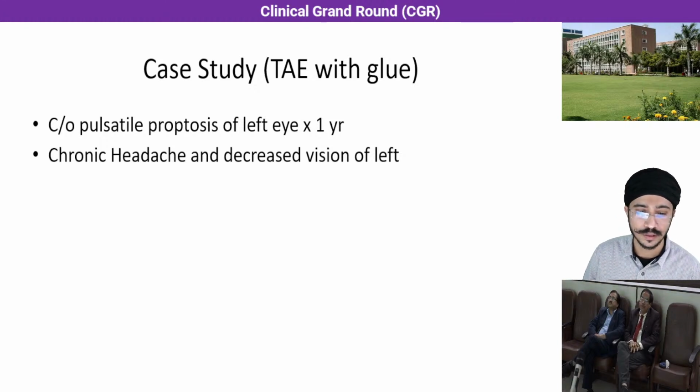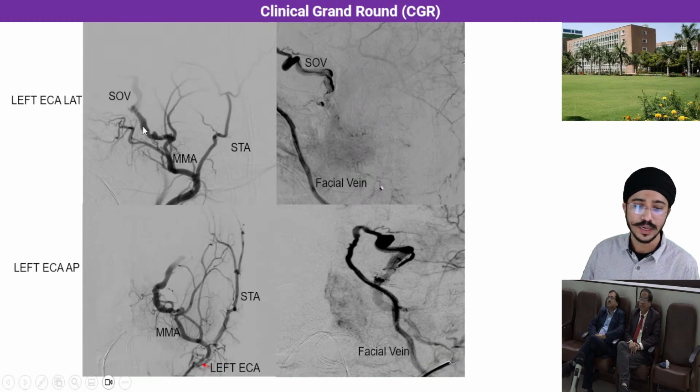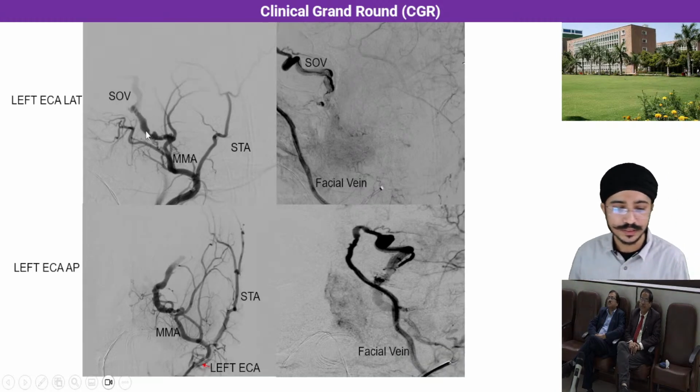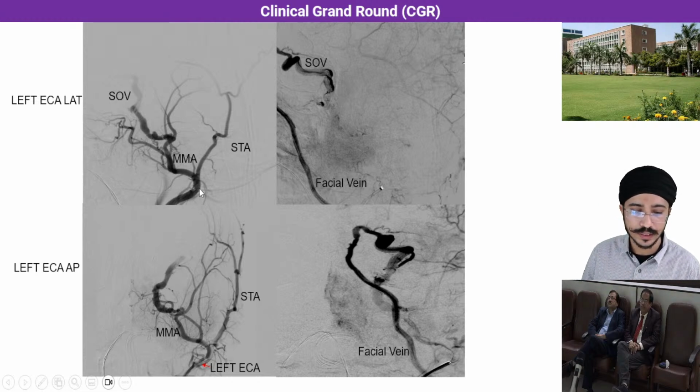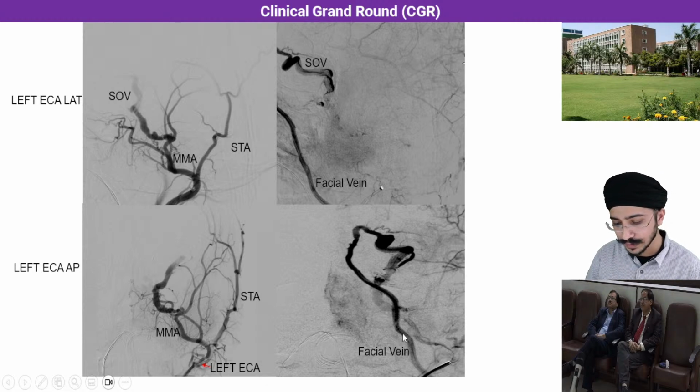Then another case where we did transarterial embolization with glue. The patient presented to us with the complaint of pulsatile proptosis of the left eye, which was persistent for 1 year, and there was chronic headache and decreased vision of the left eye. A diagnostic DSA was done in this case. We can see that this is the left ECA run, and there are feeders from the middle meningeal artery as well as the accessory meningeal artery, which are draining into the superior ophthalmic vein, which is dilated. Further, this superior ophthalmic vein is refluxing into the facial vein, as we can see here.